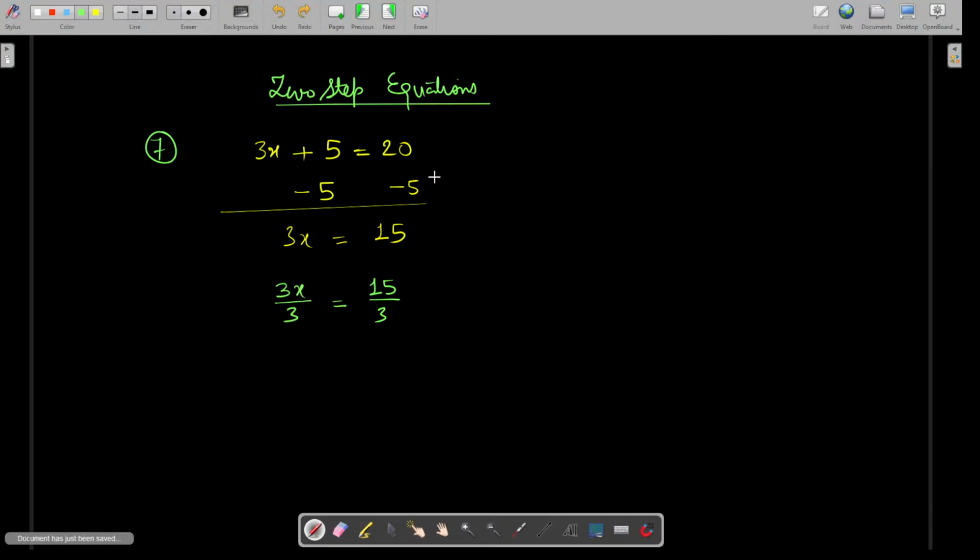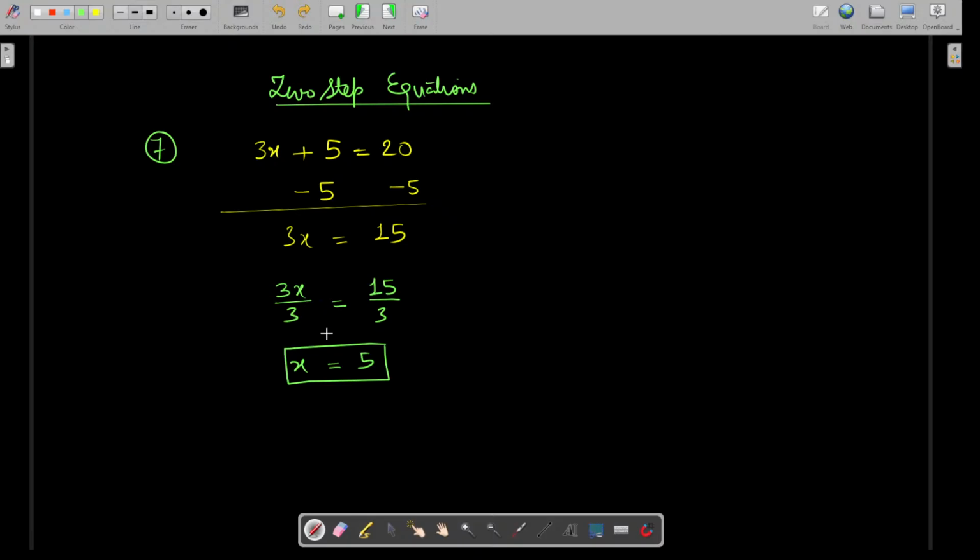Okay, the first step was we subtracted 5 from both sides, and then we divided both sides by 3. So once we divided both sides by 3, we have x equals 15 over 3, which is 5. So x equals 5. That is the solution. So the two steps are, the first step was we subtracted 5, I already explained why we did so, and then we divided by 3, and we also explained why we did this step.